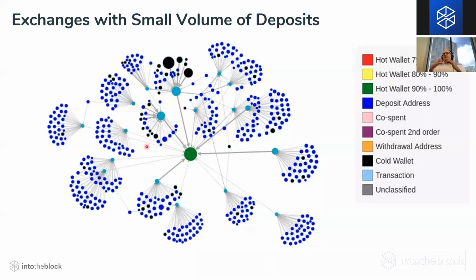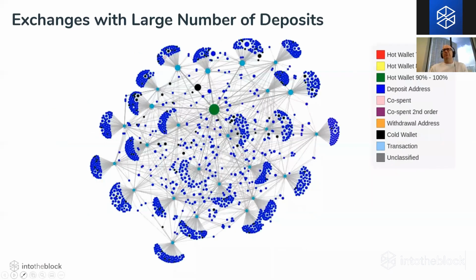So how does this picture look for someone like Binance, an exchange with a ton of traffic? It's the same, but look at this difference, right? We have hundreds of deposit addresses combined into one transaction going into the hot wallet. And you can see that this spider web becomes almost impossible to analyze. We have tons of deposit addresses combined into one transaction that is light blue going into the hot wallet.